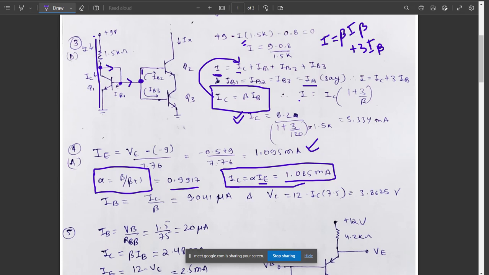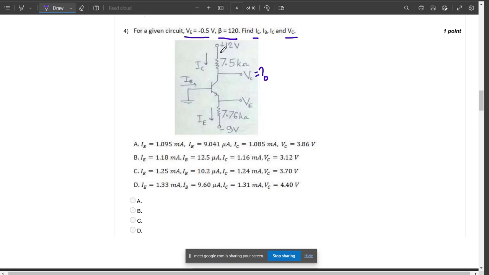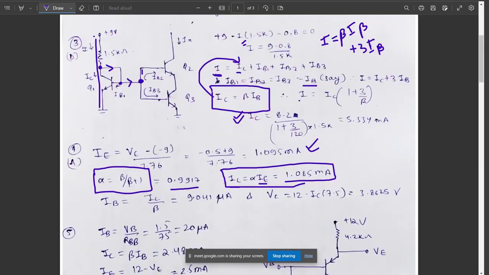And since we know the value of IC, here it's already 12 volts. We don't know the value of VC, but from 12 volts and IC, which we already know, we'll multiply and subtract, that is 12 minus IR, and we'll get the value of VC. VC is equal to 12 minus IC into 7.5, which will be equal to 3.8625.